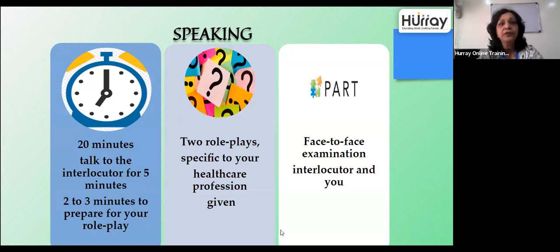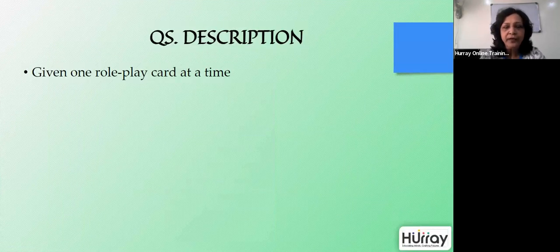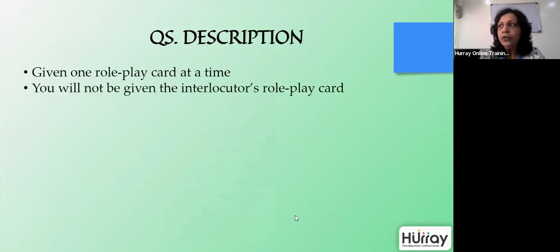Let's look at the description of the speaking module or the subtest. You will be given 1 role play card at a time. And you will not be given the interlocutor's role play card. You will not know what is in the interlocutor's role play card, but it will be correlating to what you get in your role play card.